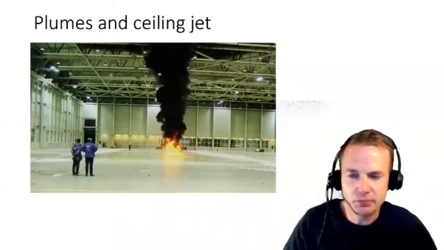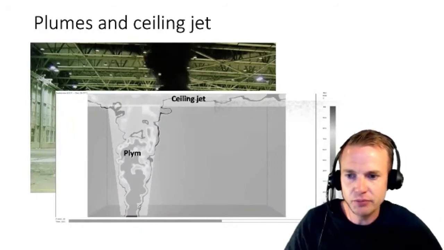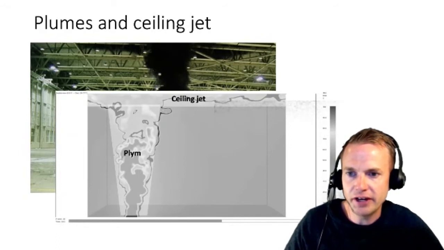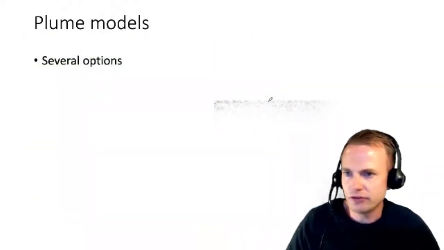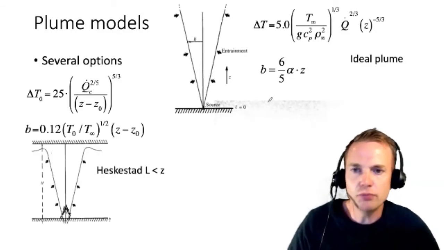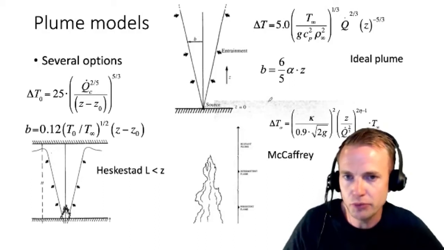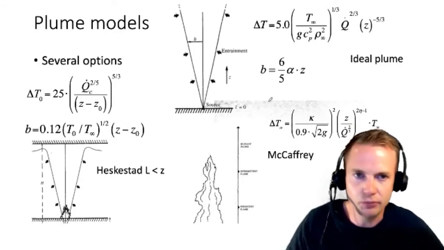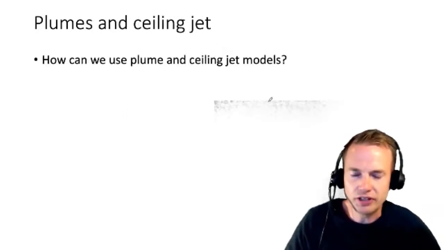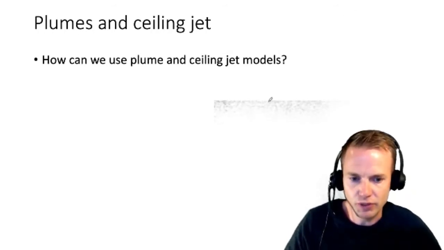Another area is plumes and ceiling jets. We know that the fire plume is what stretches up. It includes a lot of air entrained from the sides, and that's the fire plume, consisting mostly of air. But it's hot and sooty, as we see in the picture behind here. And then we have the ceiling jet that stretches underneath the ceiling. Here there are several options for using plume models. I'm just throwing out a couple of plume models on this page. There are a lot of different plume models. Maybe some of you are familiar with these, and they can also be used in fire investigations in different ways.